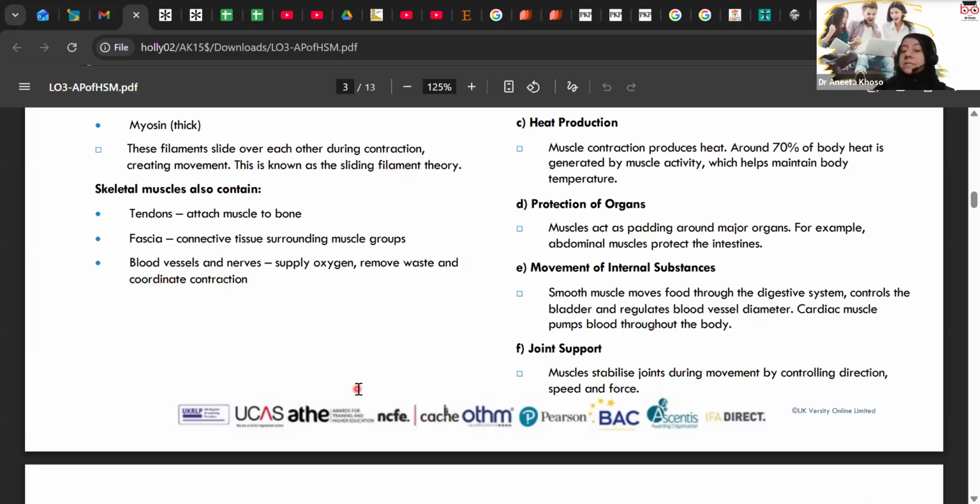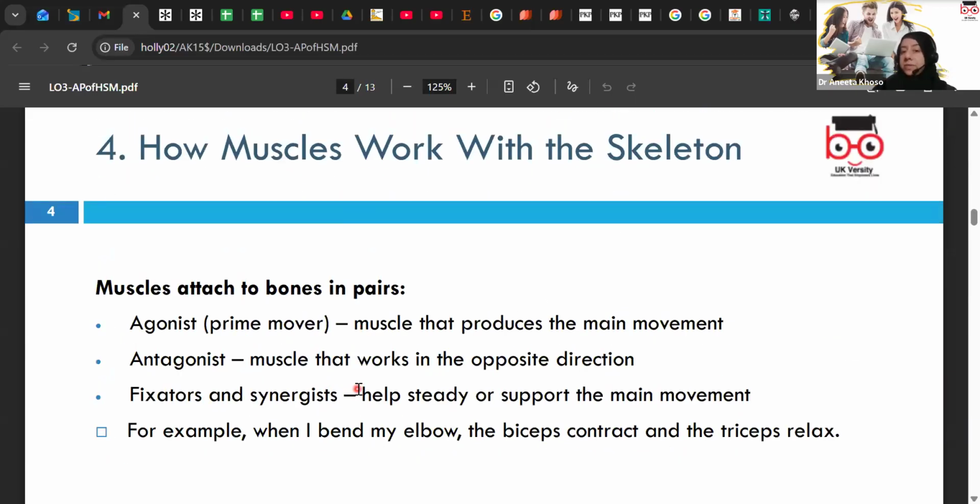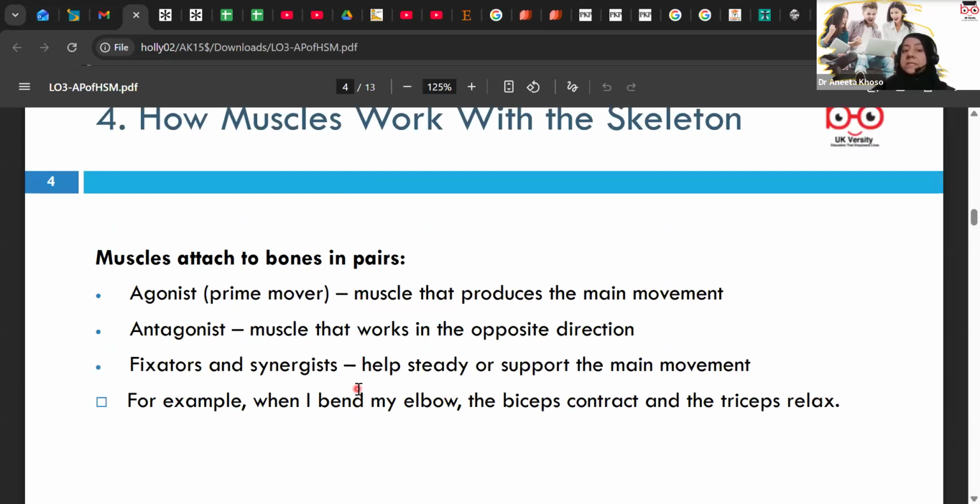Support function. Muscles stabilize joints during movements by controlling direction, speed, and force. How do muscles work with the skeleton? Now that's a question. Muscles attach to bones in pairs.